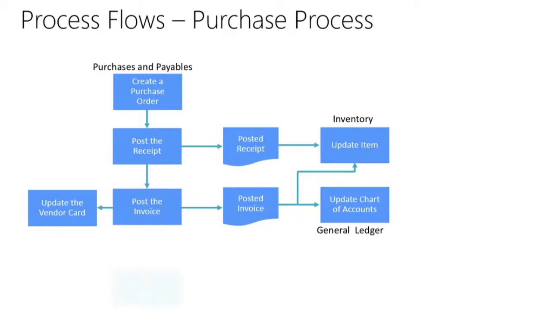the payment is going to be registered also in the vendor information. Once we have the payment issued, the link in between the vendor card and the chart of accounts is also going to be created. So this is a general overview of the process flow of a purchase order.